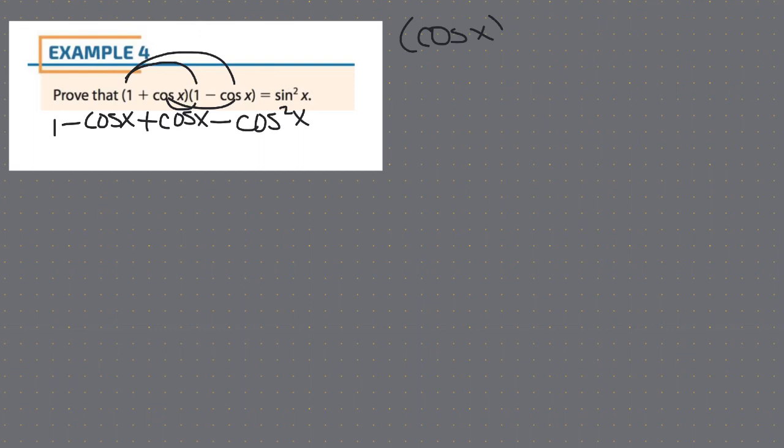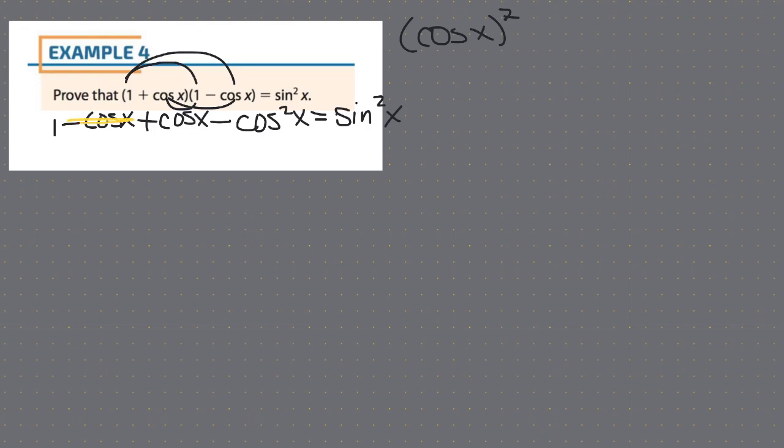First, 1 times 1 is 1. Outer, 1 times negative cosine x is negative cosine x. Inner, 1 times cosine x is cosine x. Last, cosine x times negative cosine x is negative cosine squared x. Because remember, it's the cosine of x squared, since you're multiplying it by itself, but I can write it this way, is equal to sine squared of x. All right. Well, let's get rid of some stuff we don't need.